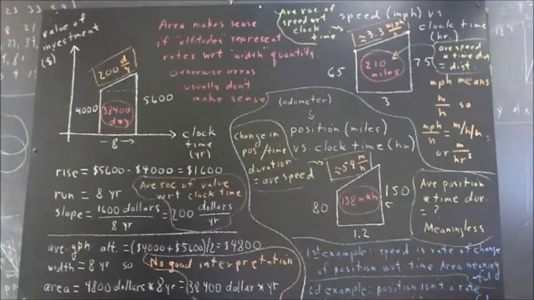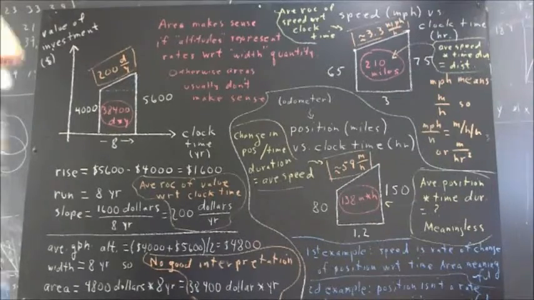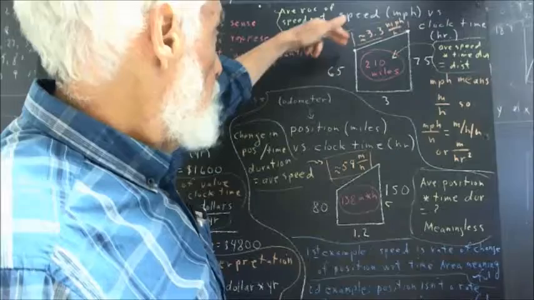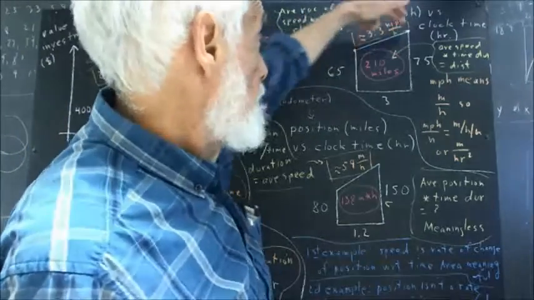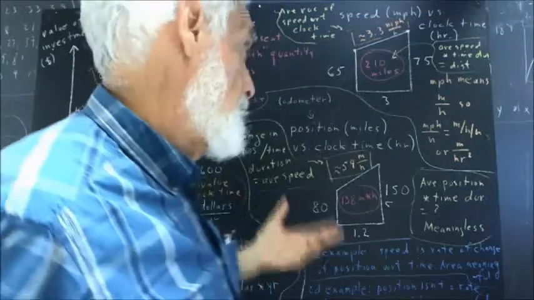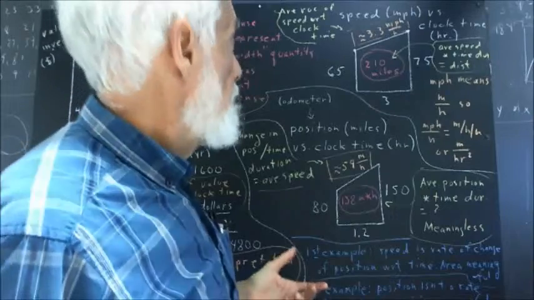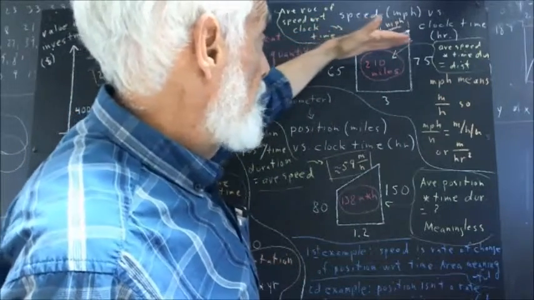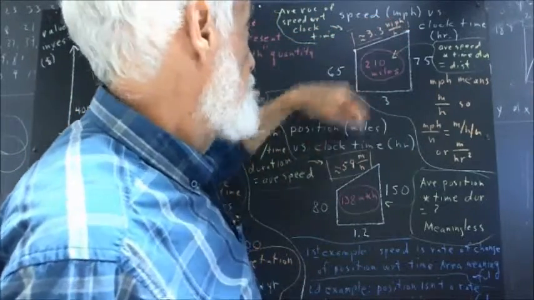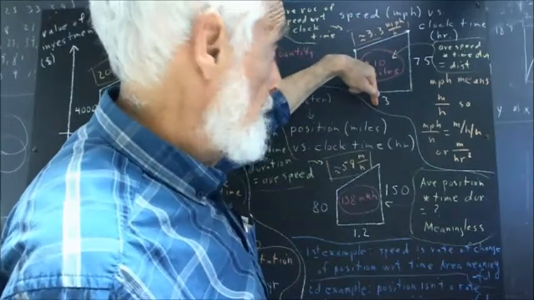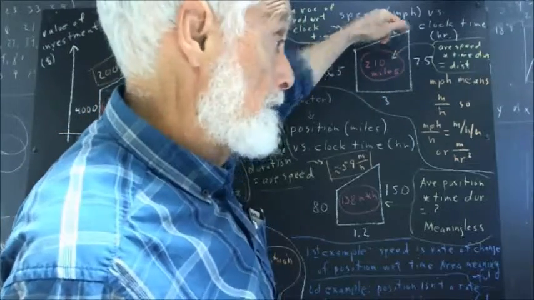A couple of other brief observations are worth thinking about. We don't know how the speed changed from here to here. This linear approximation might be valid, it might not. It could be that we stayed at 65 miles an hour until the last 20 seconds of this 3-hour period and then sped up to 75.